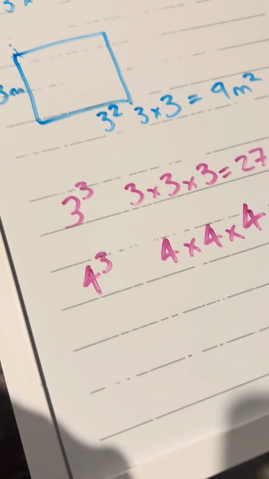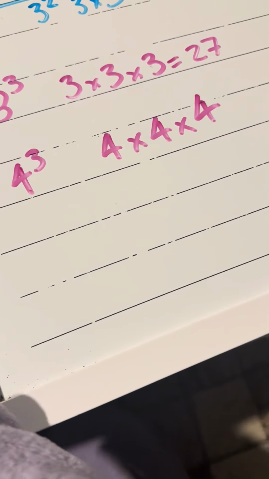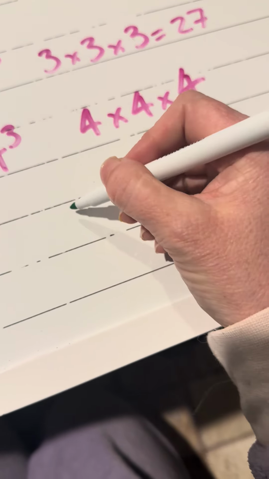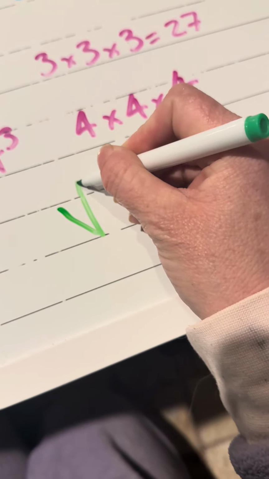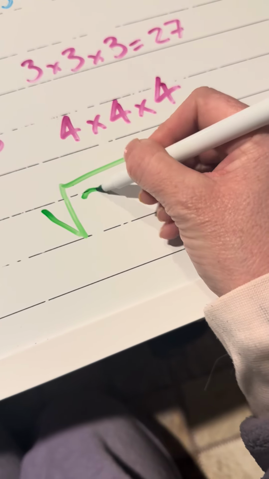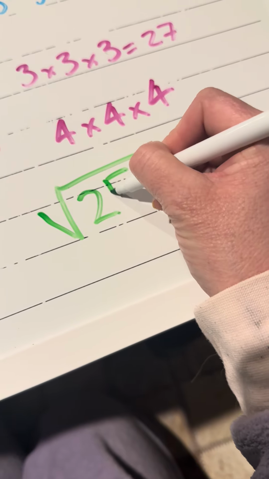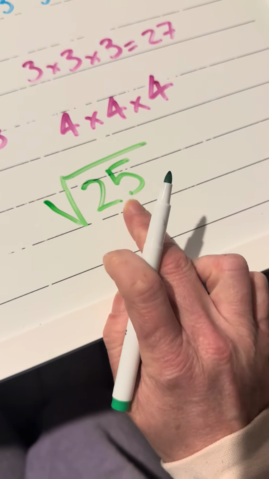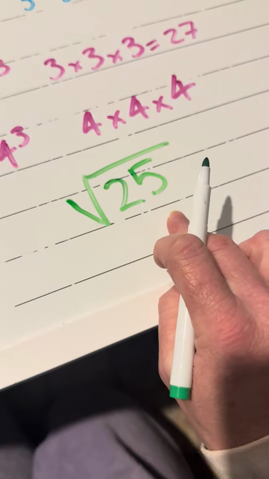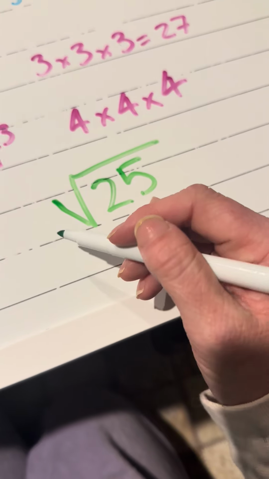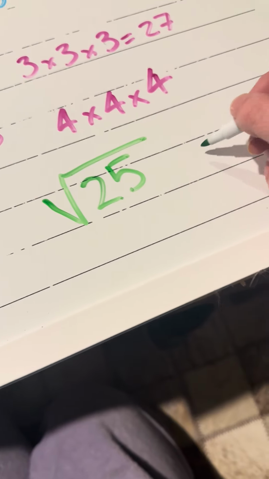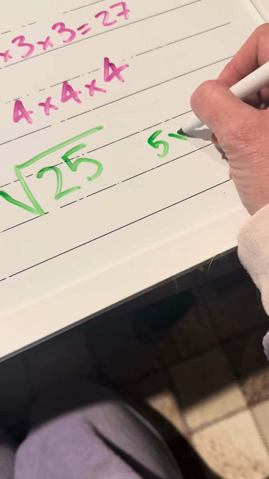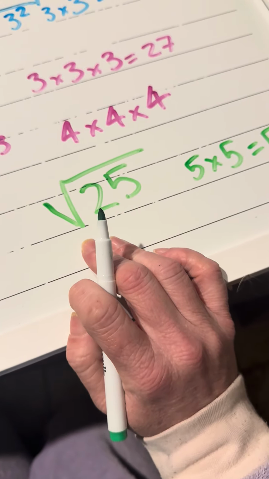And then, of course, if you wanted to go backwards, you need a calculator for this one. You see a term, the square root. So the square root of 25, what they're asking for is what 2 numbers times together equal 25, which of course is 5 times 5, which is equal to 5 squared. The square root of 25 is 5.